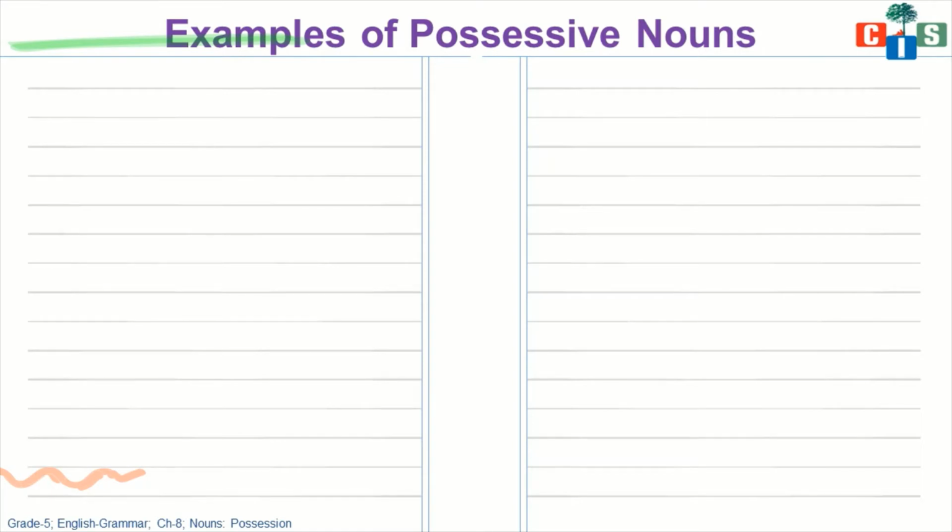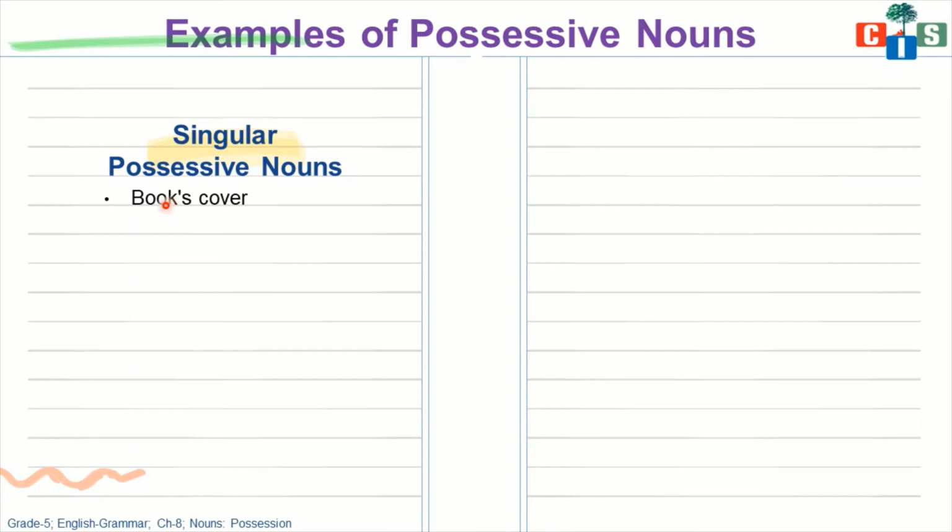Examples of possessive nouns. First, we will see examples of singular possessive nouns. First one is book's cover. Now see, scholars, what I want to tell you here. Book is a singular noun. How? Because there is no s or es, which means this word is singular. We are talking about one book only, right? We are not talking about many books. We are talking about only one book, right?